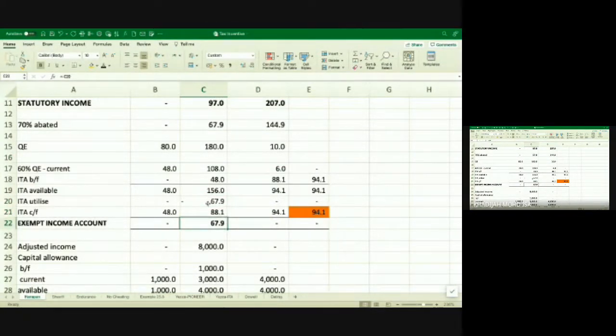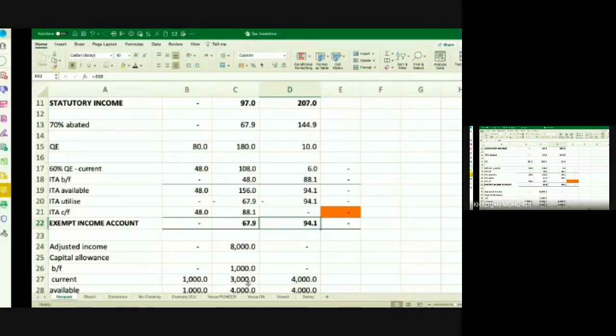Okay, 67.9. So means that your ITA carry forward is 88.1. Exempt income is what is utilized. The next year you have abated of 144.9. QE is 10, so 60% is 6. So current year you have brought forward of 88.1, so total available is 94.1. So how much are you going to utilize? Utilize all, 94.1. So means that you don't have any ITA available to be carried forward. But the one that goes into your exempt income is 94.1. And then you don't have anything of this.